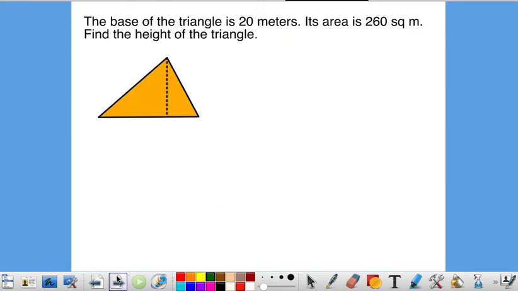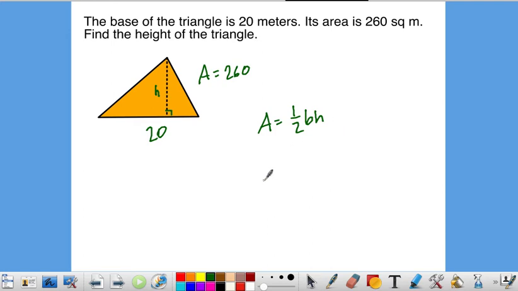Last thing we're going to do is look at this triangle here. We're told the base of the triangle is 20 meters and the area of the triangle altogether is 260 square meters, and we're asked to find the height. So we're asked to find that length there, given that the base is 20 and the area as a whole is 260. What I like to do for these is write down my formula with all of its letters. So area is equal to 1/2 base times height.